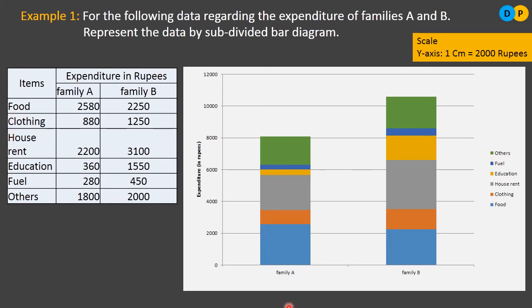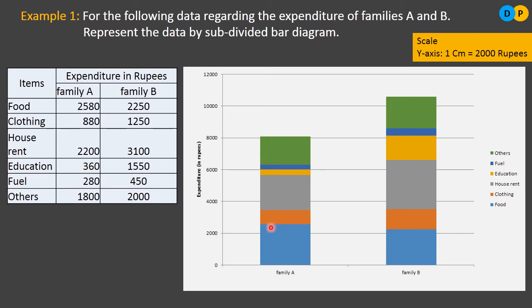So let us say for family A, the first component is food. How are you going to identify food for family A? Family A is spending 2,580 on food. So here food is indicated with blue color. So the family A food expenditure is 2,580 rupees. First, you will start from 0 centimeter up till 2,580, you will be considering for food.